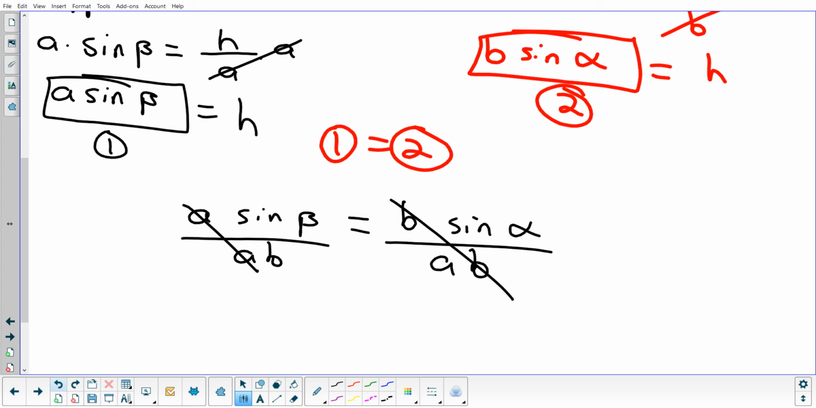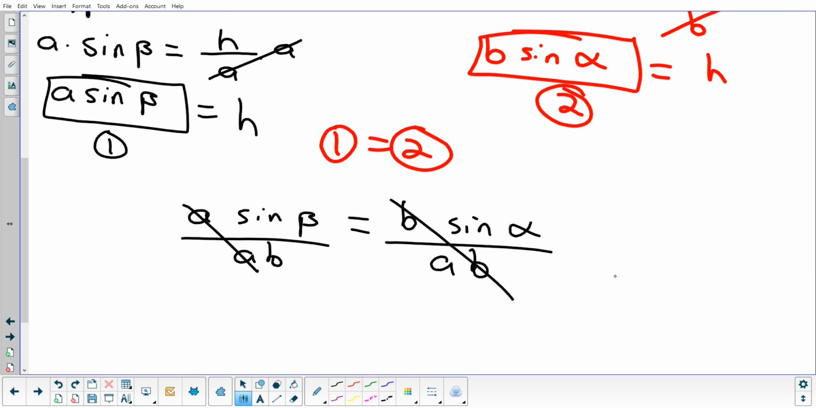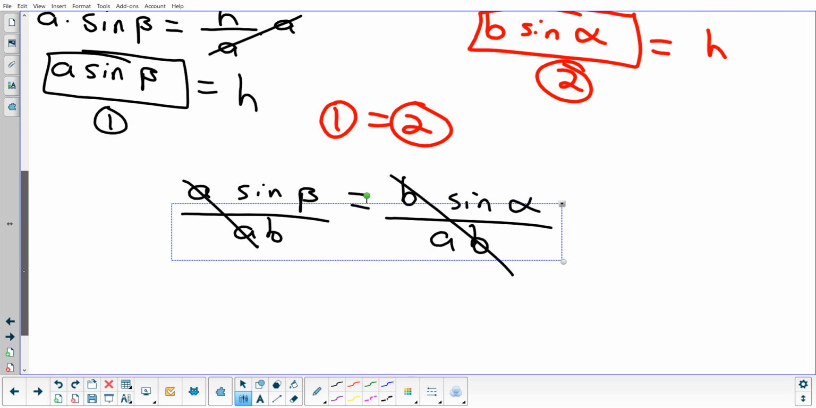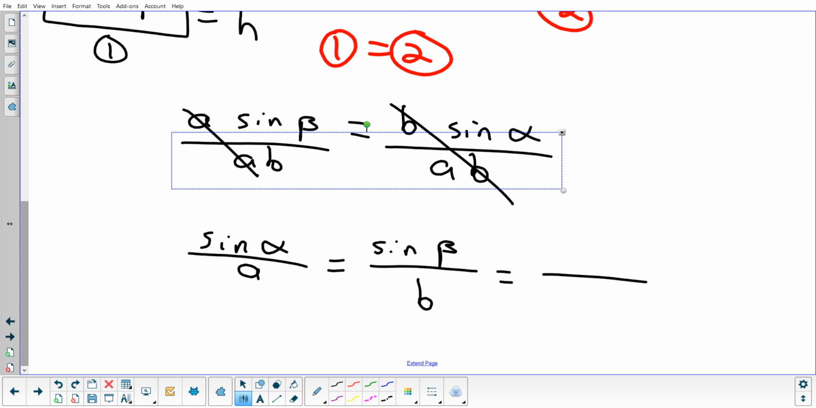Okay, there's one more fraction we'll write down. We didn't prove where that one came from, but it follows the same pattern as the first two. Right now we have sine of beta over B equals sine alpha over A. Usually they put it in alphabetical order, so let's do it that way. Sine alpha over A, sine beta over B. And does anyone have a guess what the third fraction would be based on the pattern of the first two?